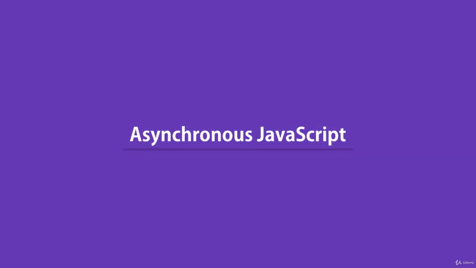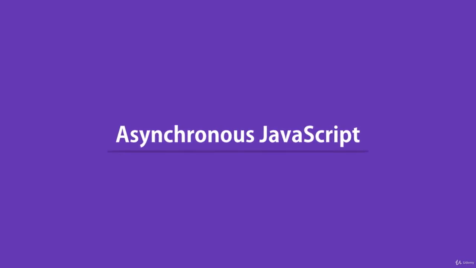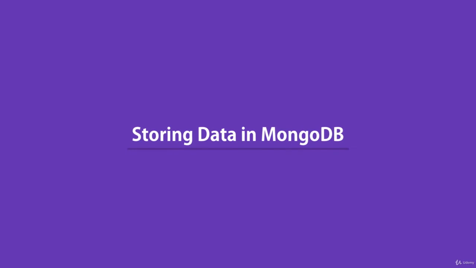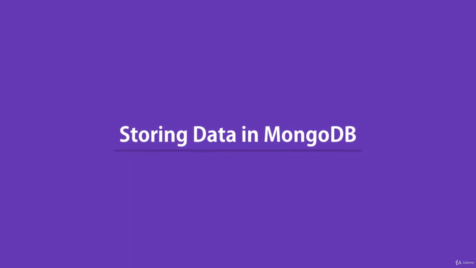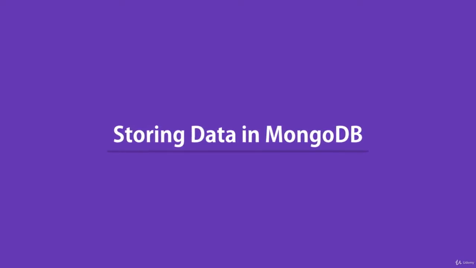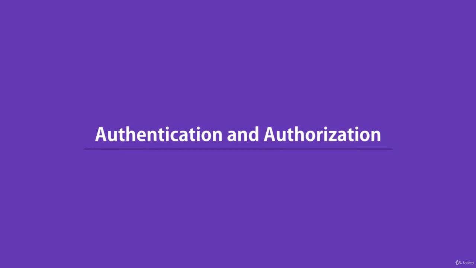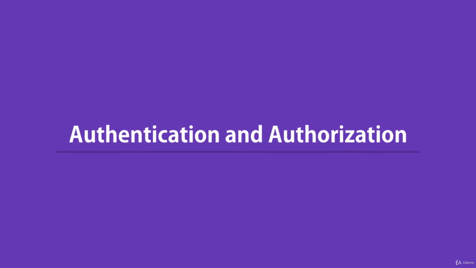In this section, you will understand how asynchronous code is different from synchronous code. We'll look at various patterns for working with asynchronous code, such as callbacks, promises, and async and await. Once you understand asynchronous code, then we'll look at storing data in MongoDB. So the next three sections are all about MongoDB and Mongoose, which is a library we use to store data in MongoDB. After that, we'll look at implementing authentication and authorization, including role management using JSON Web Tokens.